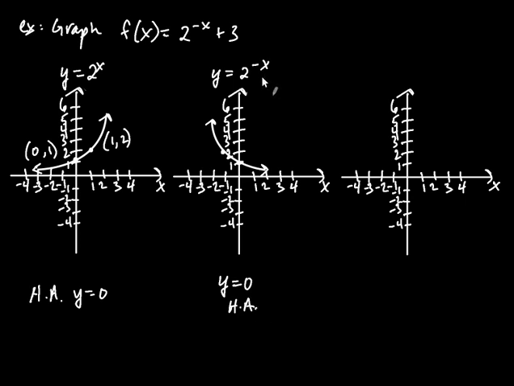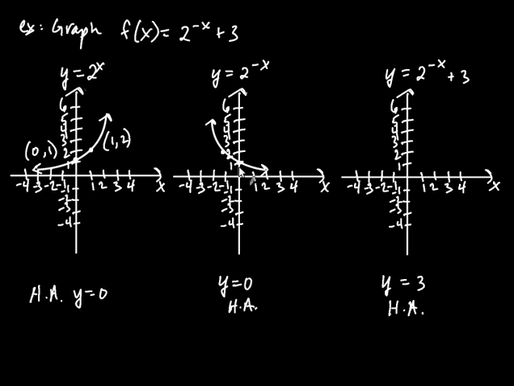Now, finally, the last transformation to get to the function we're after is to add 3 to this one. That's going to shift this graph up 3 units. So we have y equals 2 to the negative x, and then plus 3. It's going to shift the entire graph up 3 units, and the horizontal asymptote is going to shift up 3 as well. So we're going to have y equals 3 being our horizontal asymptote.